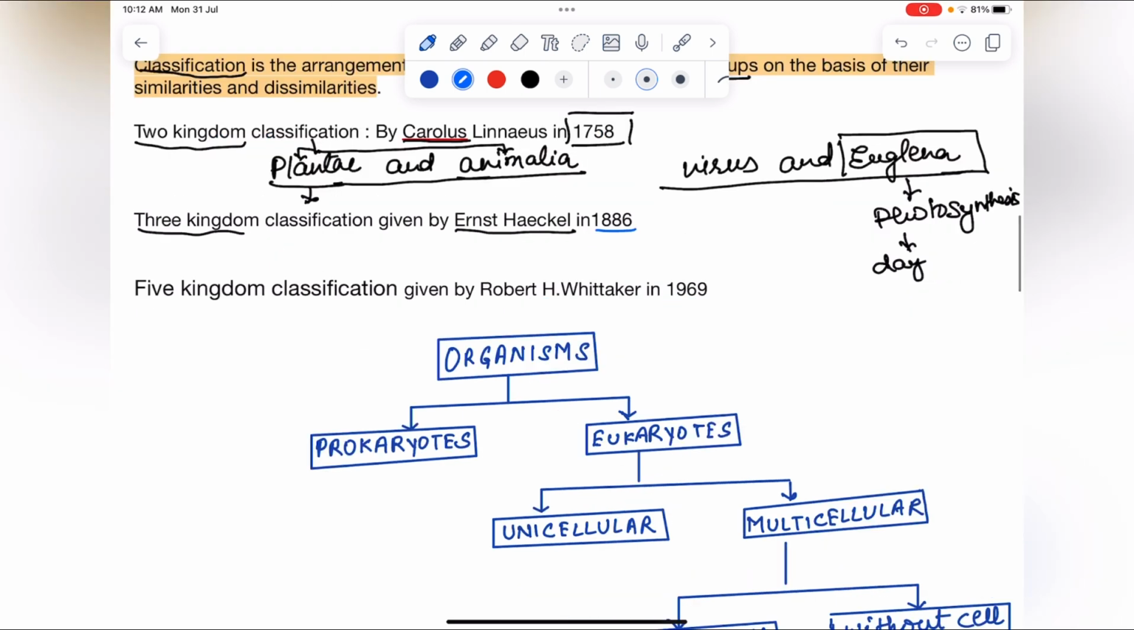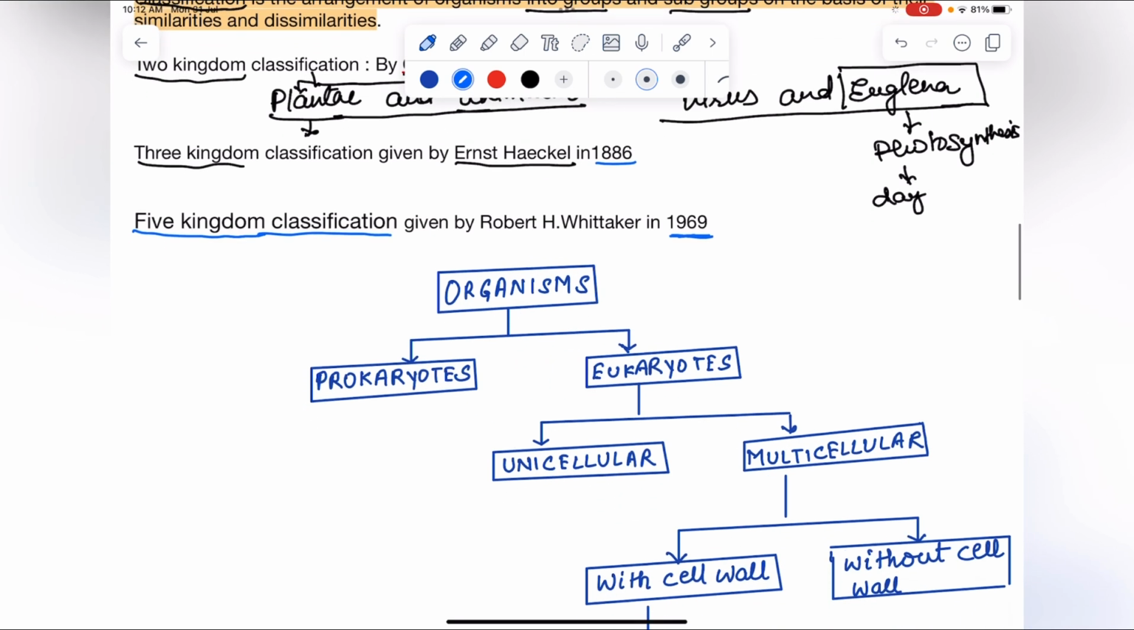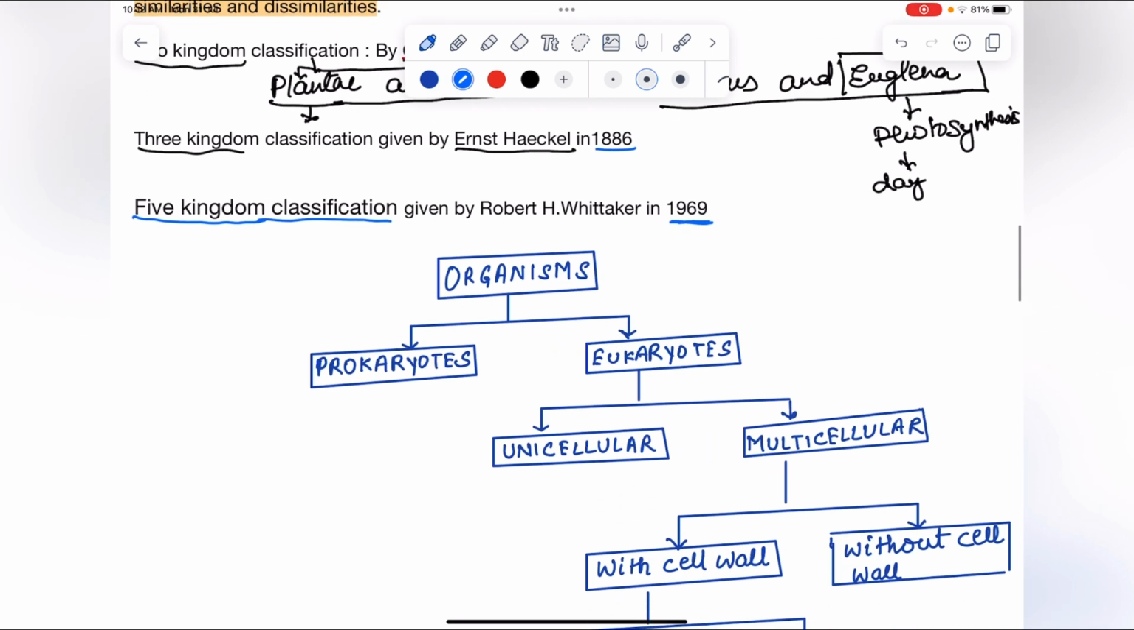Now five kingdom classification was given by Robert H. Whittaker in 1969. This was the most accepted. This concept was accepted on the basis of cell structure, complexity of organism, and types of nutrition. He divided living organisms into five kingdoms. So what are they? He classified organisms into prokaryotes and eukaryotes.